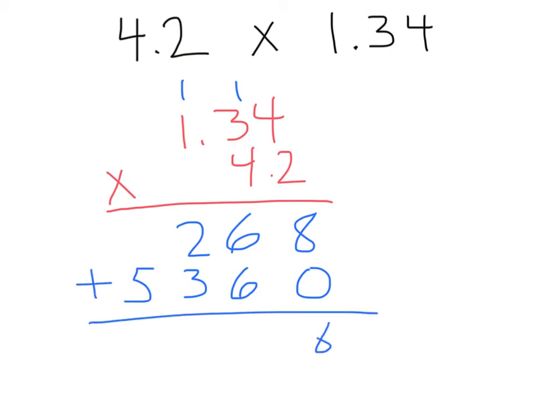This is going to be 8 plus 0 is 8. 6 plus 6 is 12. Carry the 1. That's going to be 1 plus 2 plus 3. That's going to give me 6. And then 5 is just a 5 by itself.